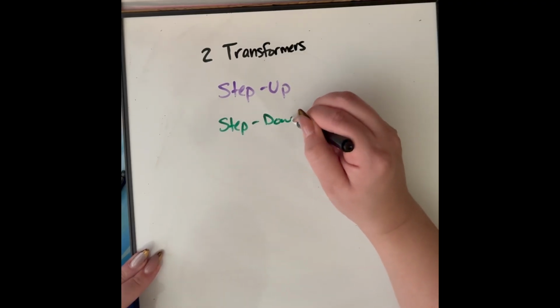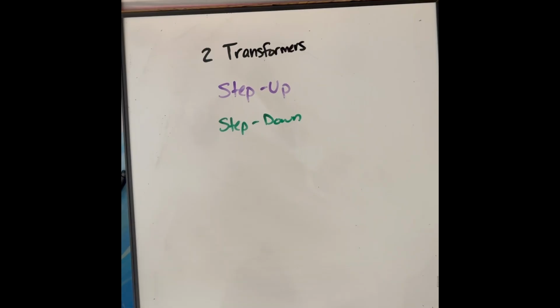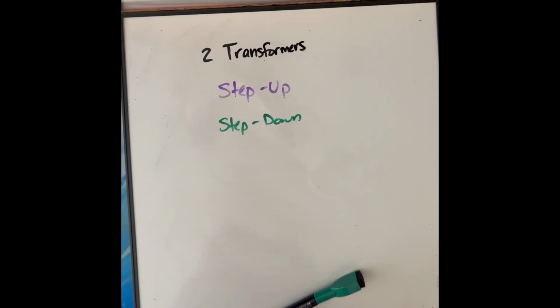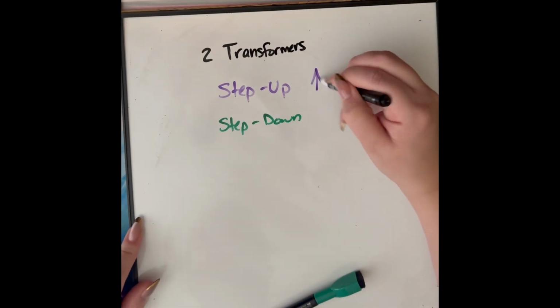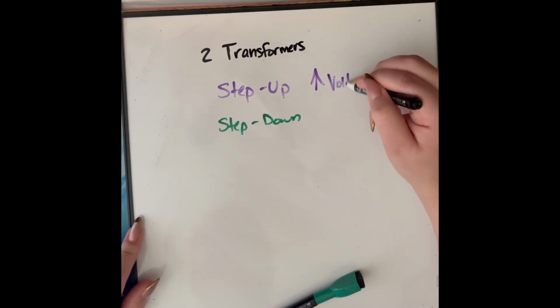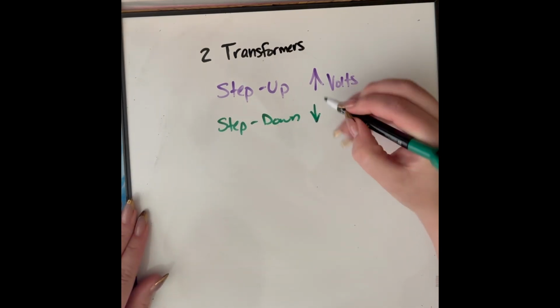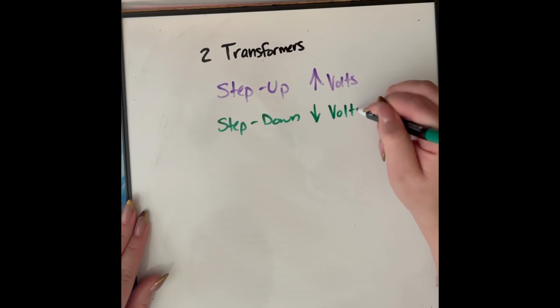So what is a transformer in general? A transformer is something that helps us change our voltage whenever we are making the X-ray machine work. Both of these change the voltage by either increasing it, which would be our step up transformer, which increases our volts, or decreasing it. Our step down transformer is going to decrease our volts.